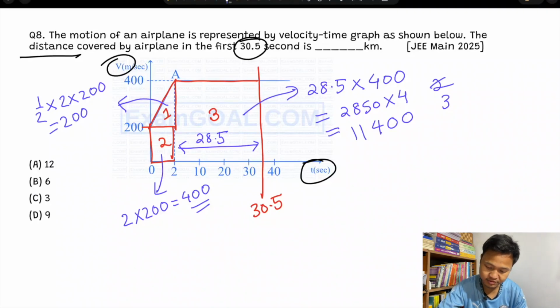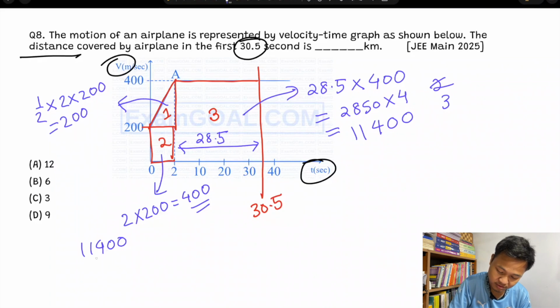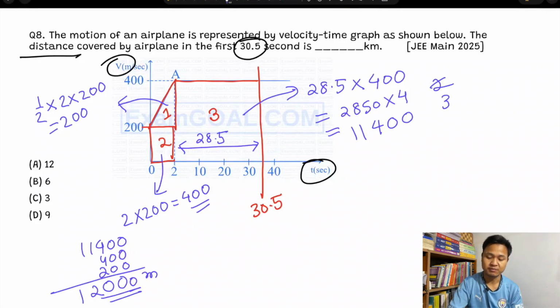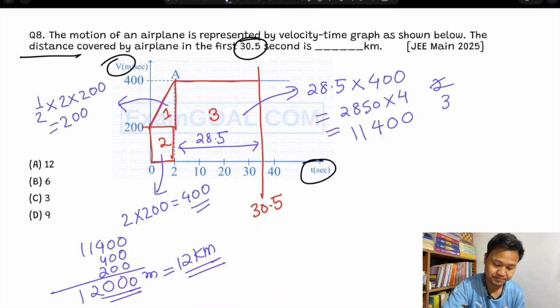Okay, so let's solve all of this. Now you add all of this. So 11400, and then you have 400, and then you have 200. So the total is 12000 meter. The question is in terms of kilometer, so this is 12 kilometer. Okay, so the answer is option A.